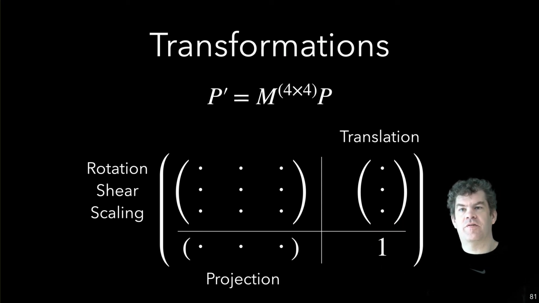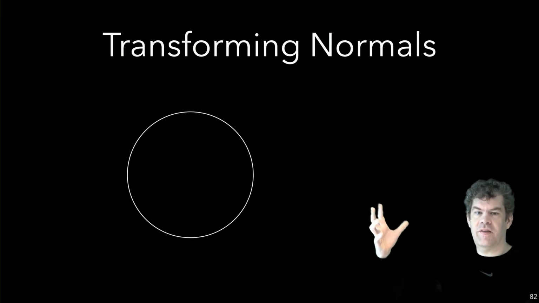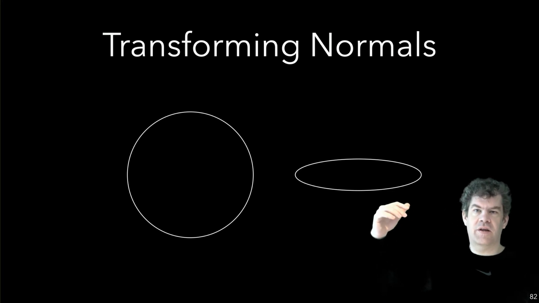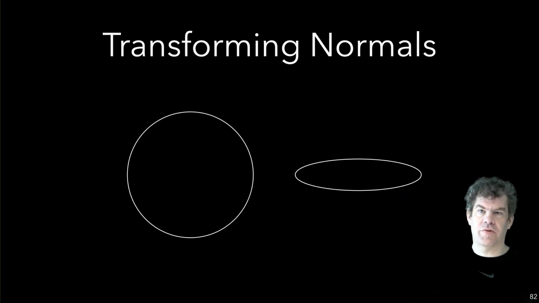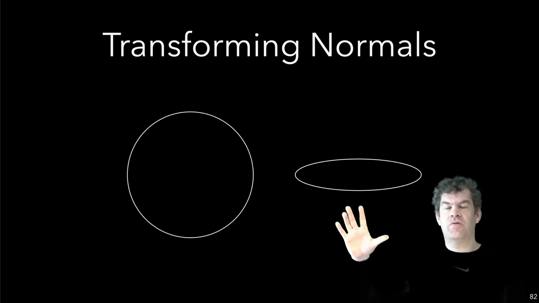So what is it with these strange normal transformations? Okay, let me give you a simple example. Let's say that's a geometry, and that's a transformed version of that geometry. In this case, it's simple: it's just scaled in the y direction. It's non-uniformly scaled. Now let me draw the normals here.